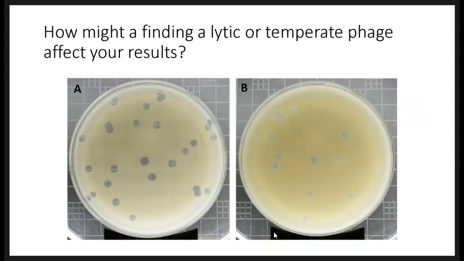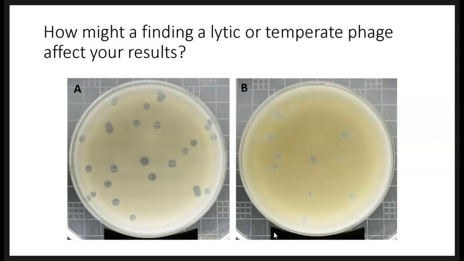So the appearance of your plaques is going to tell you something about the number of phages in your sample. But it's also going to tell you a little bit about the phage biology. We learned earlier about the differences between lytic and lysogenic growth of a phage. Now we have some phages that can only reproduce by lytic replication, and those are called lytic phages. And we have some phages that are temperate, where they can reproduce by lytic reproduction or by lysogenic reproduction.